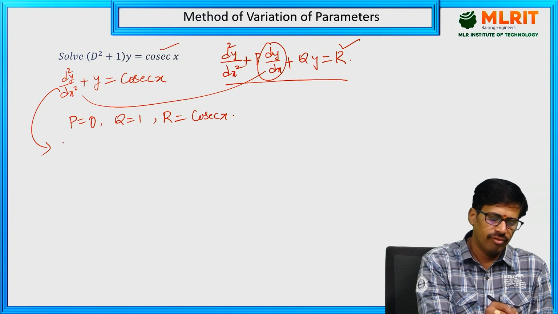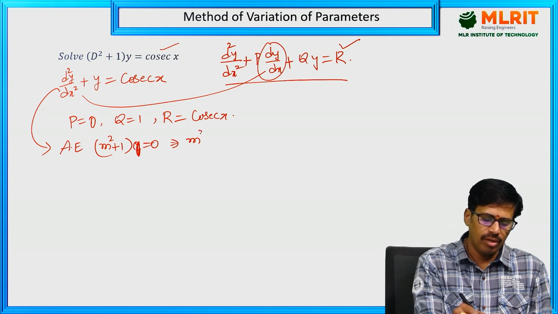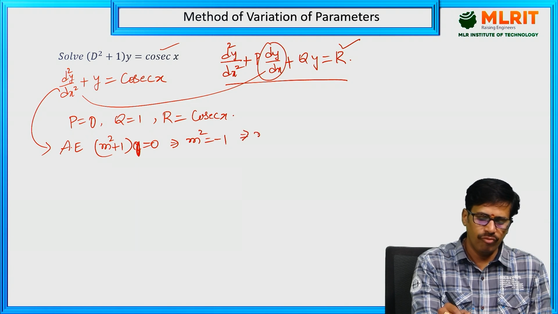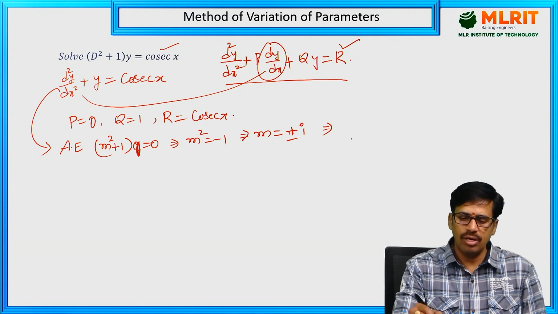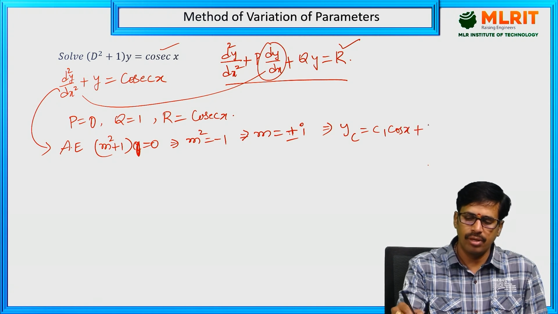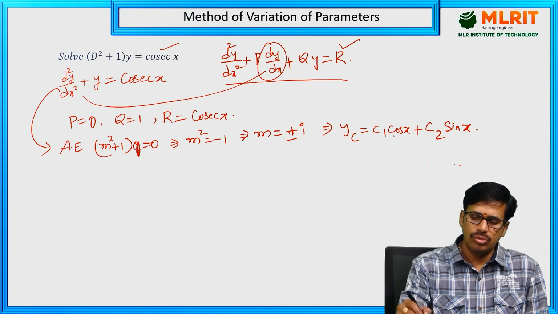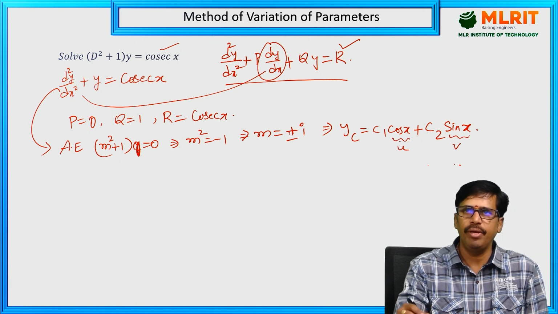For this, first let us write down the auxiliary equation, which is given by m square plus 1 equal to 0. So m square equal to minus 1, so we get m equal to plus or minus i. So with complex roots alpha is 0, beta is 1, so we get yc equal to c1 cos x plus c2 sin x. This cos x, let it be u, and the c2 coefficient, let it be v.